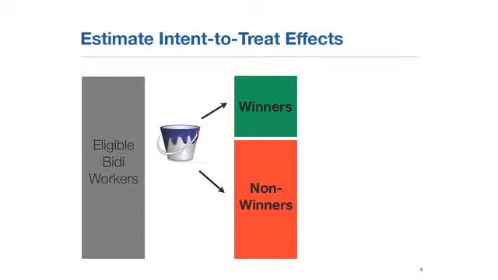And this is the variation that we exploit in the paper. So everything that we're going to do actually becomes very simple. We're comparing people who won the lottery with people who didn't win the lottery.